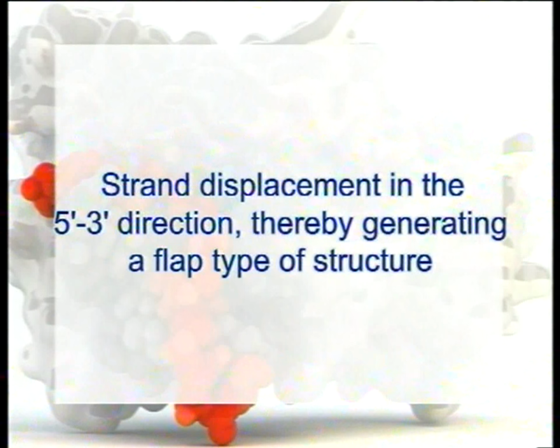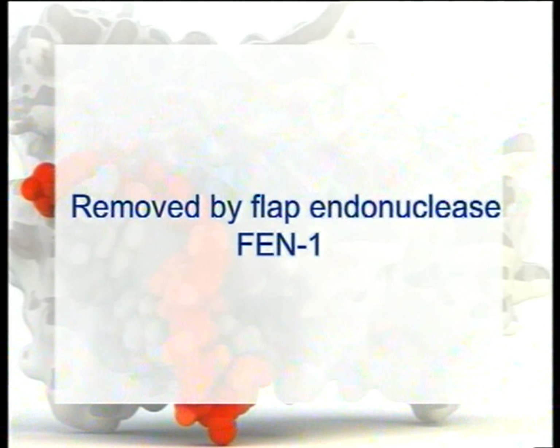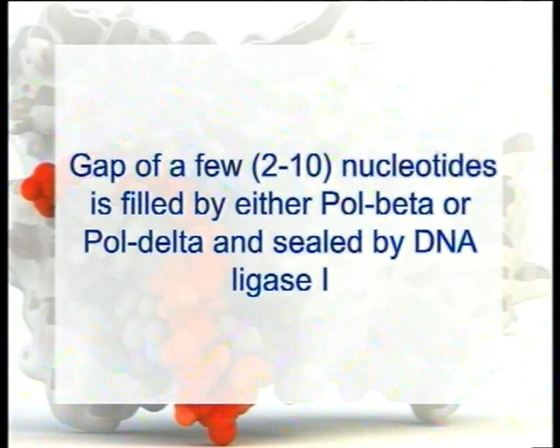In the long patch BER, the repair is a result of nick translation reaction accompanied by strand displacement in the 5' to 3' direction, thereby generating a flap type of structure. The produced displacement flap structure is removed by flap endonuclease FEN1. In this case, the gap of a few, 2 to 10 nucleotides, is filled by either Pol beta or Pol delta and sealed by DNA ligase 1.